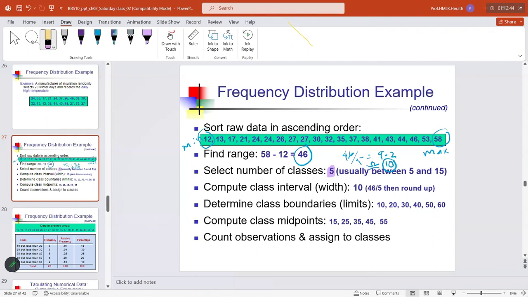Because we don't have anything less than 10. So we set 10 as the first limit. The second limit is 20. The third is 30. The fourth is 40. The fifth is 50. And the sixth is 60.